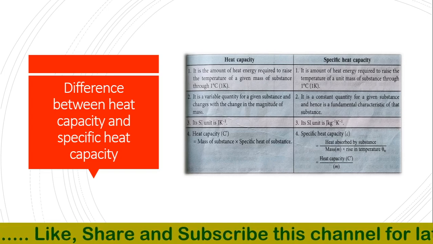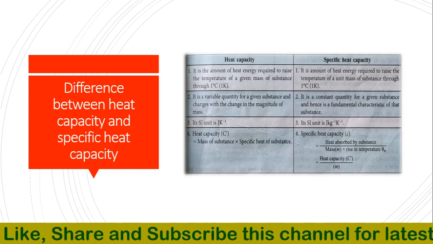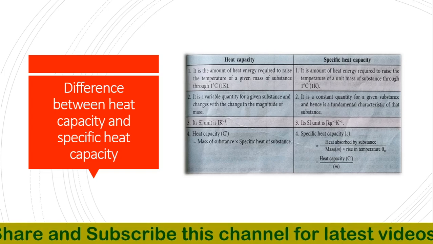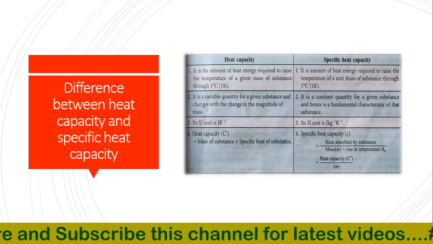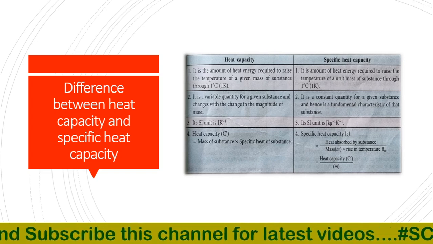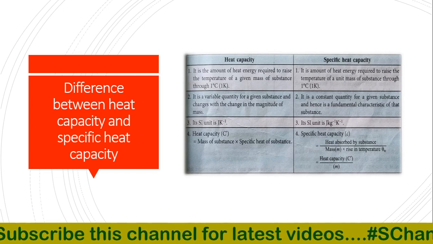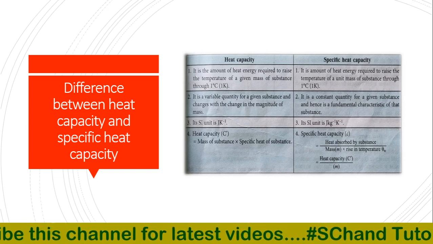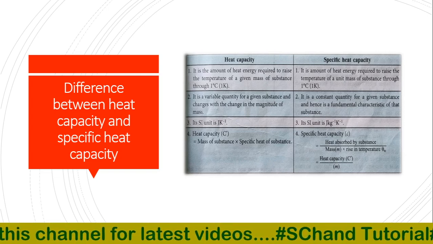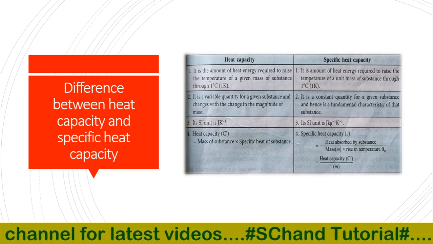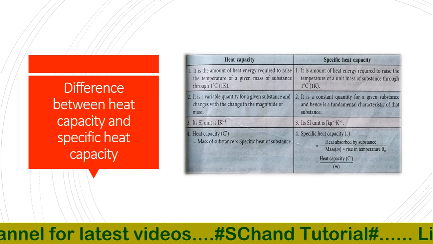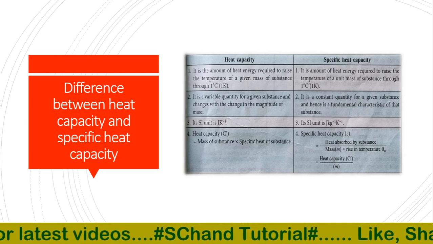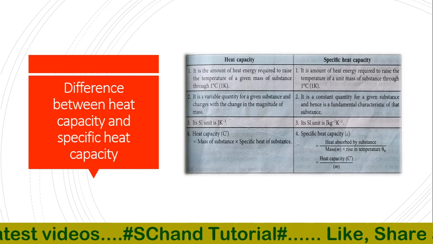Heat capacity SI unit is joule per Kelvin, and specific heat capacity unit is joule per kilogram per Kelvin. Heat capacity is given as mass of the substance into specific heat of the substance, and specific heat capacity is given as heat absorbed by the substance over mass into rise in temperature, or we can say C dash over M, that is heat capacity over M, mass.